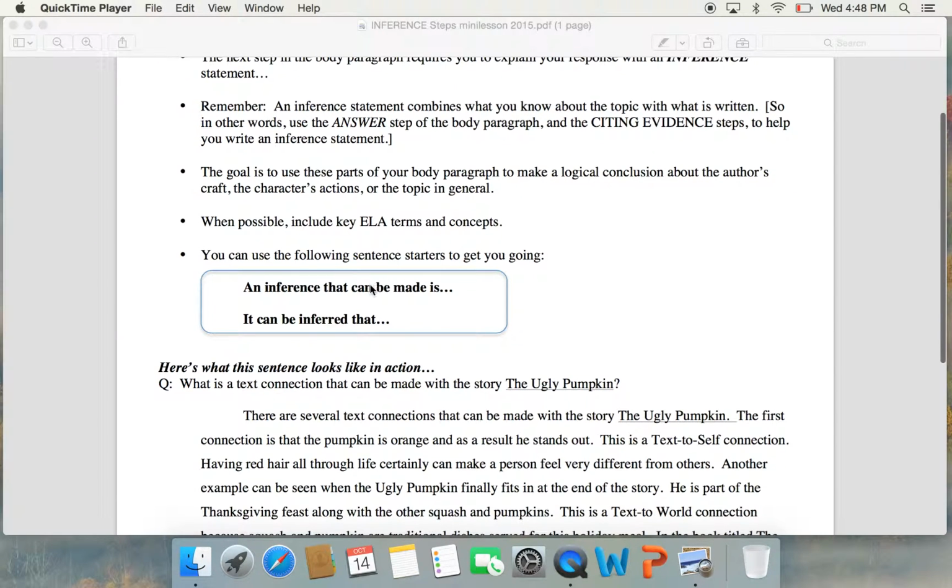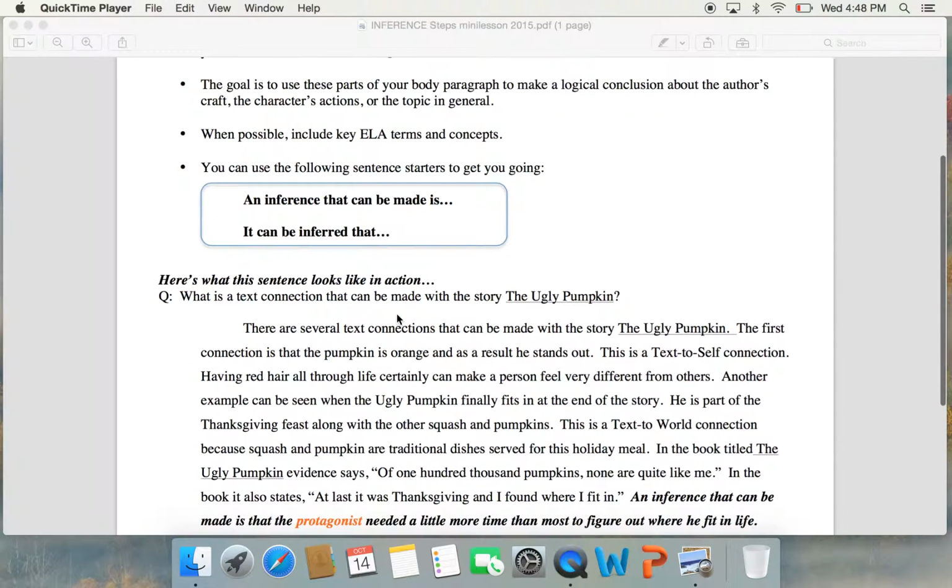Okay, here are the two sentence starters that you can choose from. These are the ones I would like you to work with for now. Later on in the year, we can play around with them more, and you can be more crafty and creative with your own author's craft approach. But for now, I'd like you to stick with these. Either choose "An inference that can be made is," and then finish the statement, or choose "It can be inferred that," and then finish your inference statement. Those are solid. They work 100% of the time. There's no questions asked. Just like the citing evidence has to be done in a certain way, I know for sure that these two sentence starters will be successful for you 100% of the time. So please use these for now, anyway.